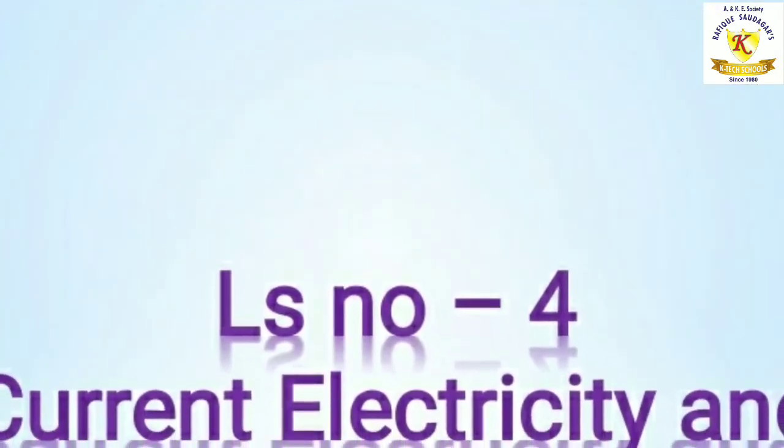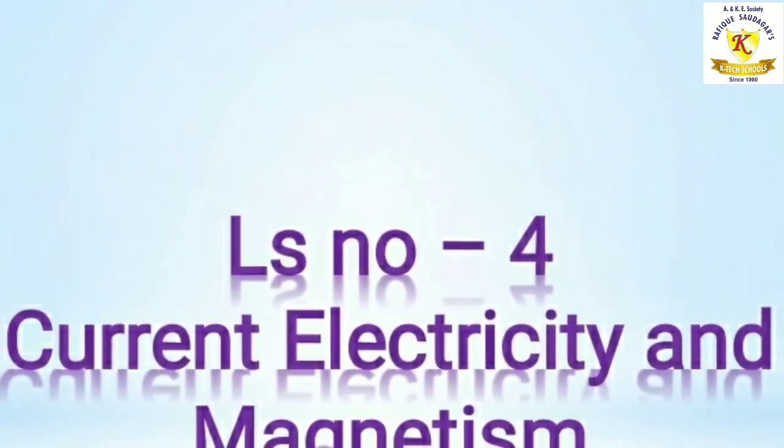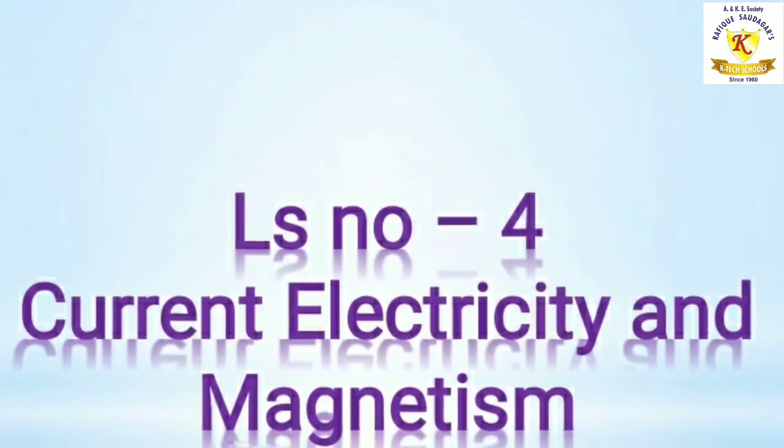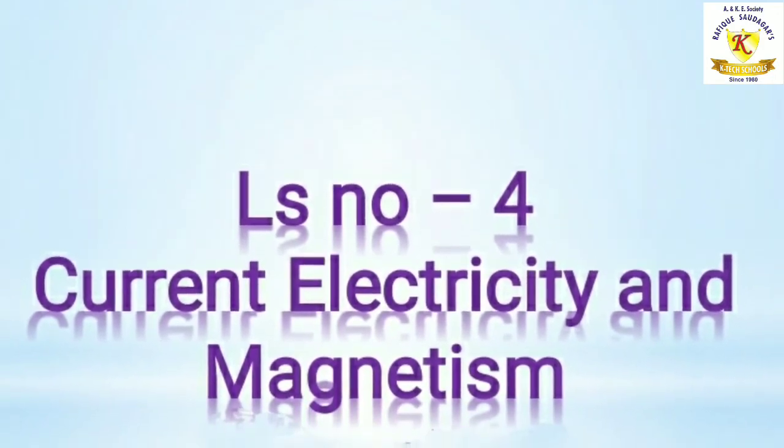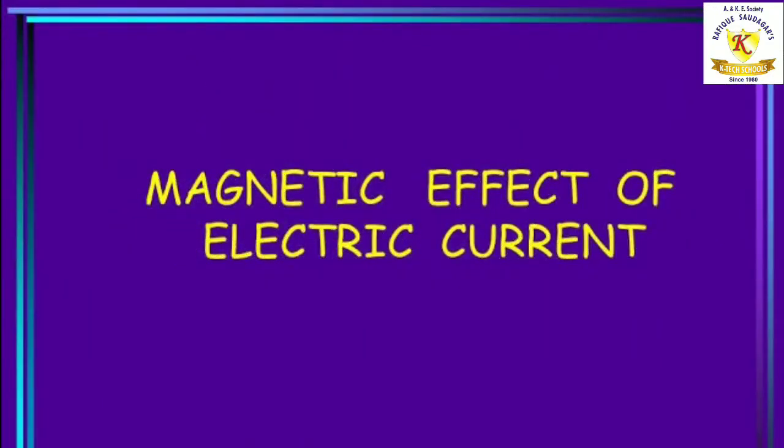Children, as you all know, we have started with our lesson number 4, current electricity and magnetism. So children, in today's session, we will be learning about the magnetic effect of electric current.